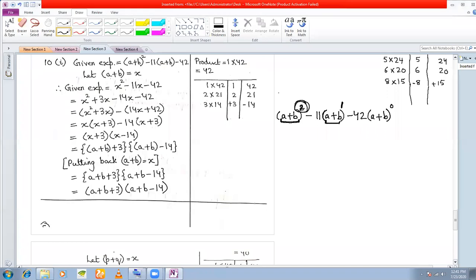Okay, so what I do is I say let x is equal to a plus b. I take this expression as a variable. So therefore, I get x square minus 11x minus 42. This expression becomes x square minus 11x minus 42. Now what do we multiply?